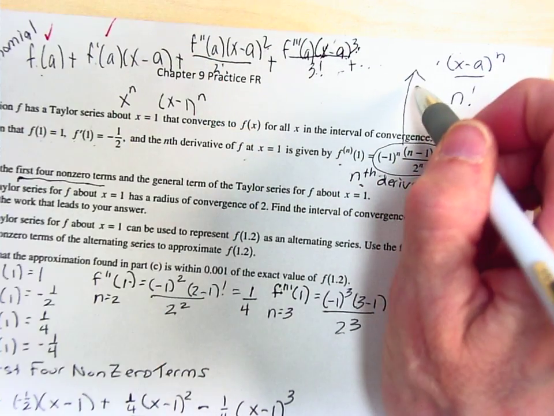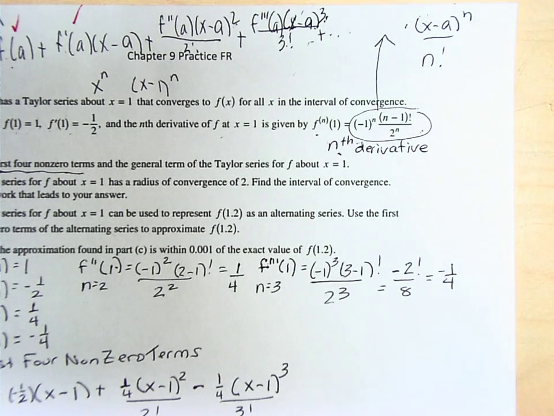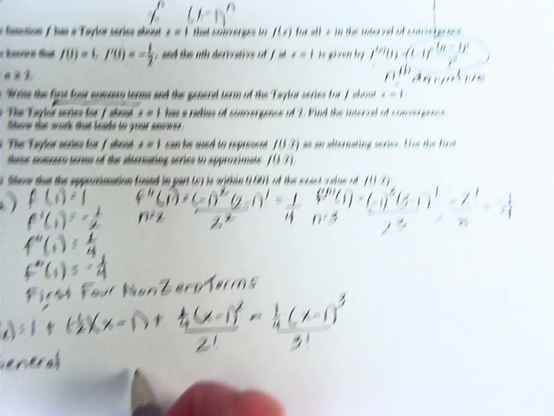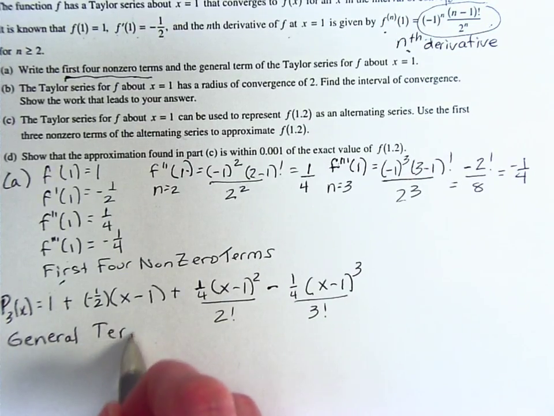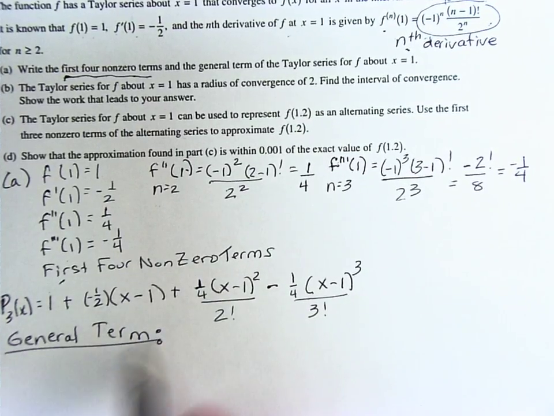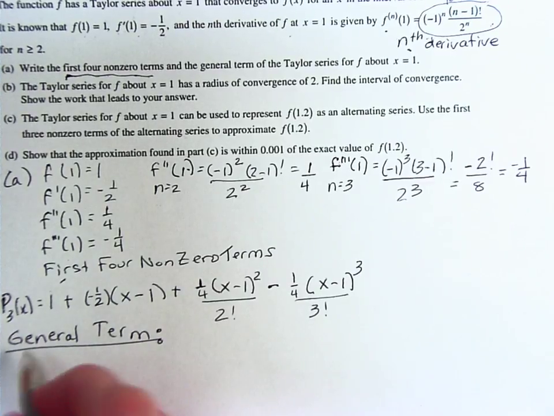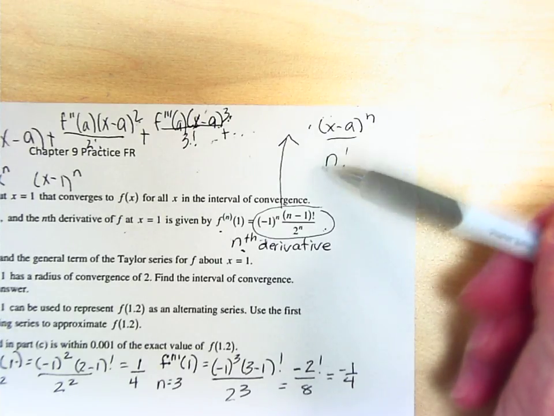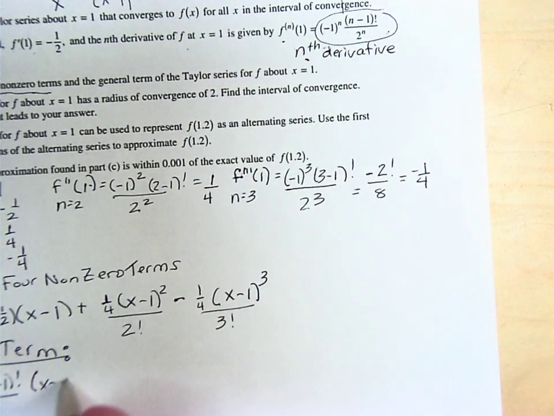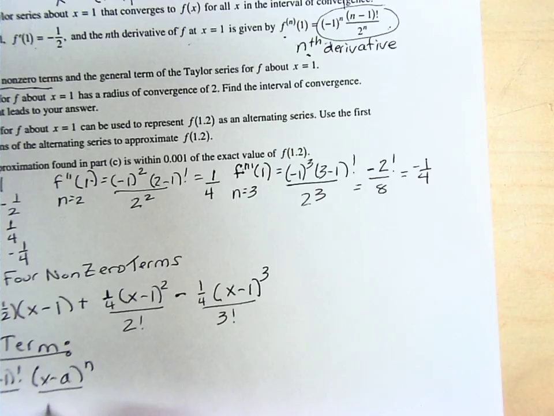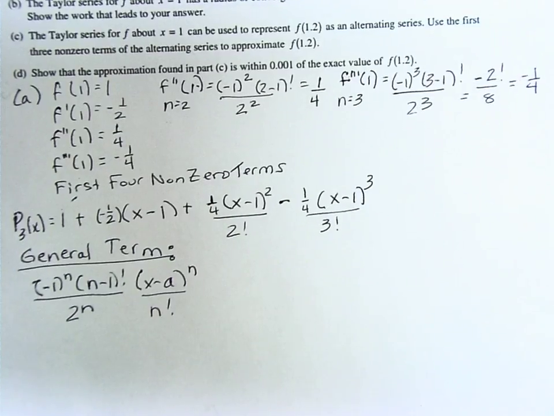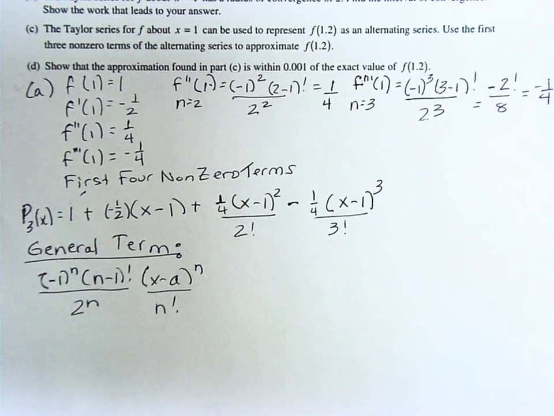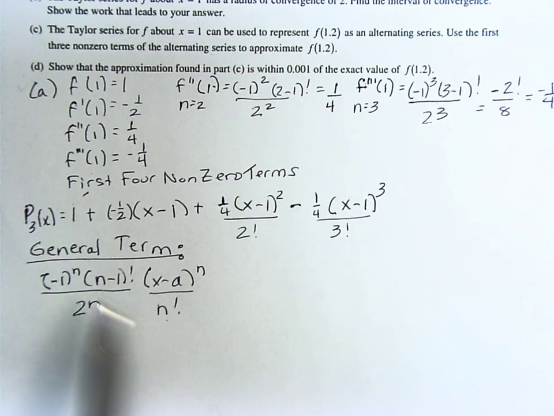That's going to go right there. So our general term, and I'm going to pull my paper down, is going to go right below this. It's going to be my f of n, (minus 1) to the n minus 1, factorial, all over 2 to the n, times the rest of this stuff that we said that we needed, (x minus a) to the n, all over n factorial. Now in this case you can see that these simplify, correct?